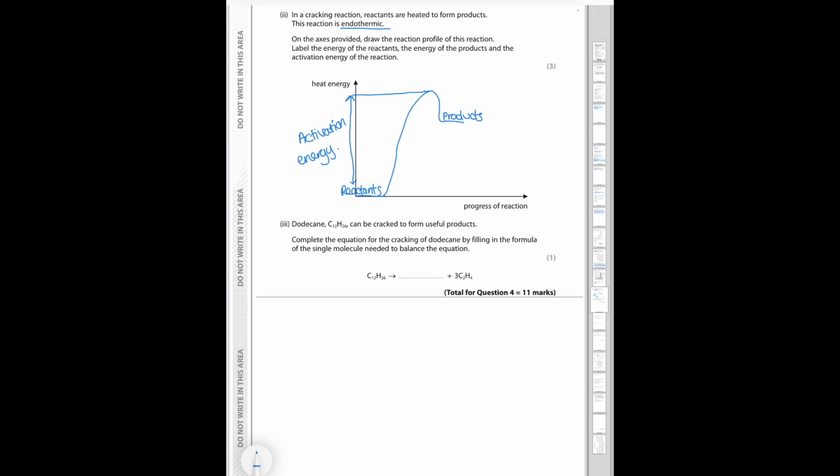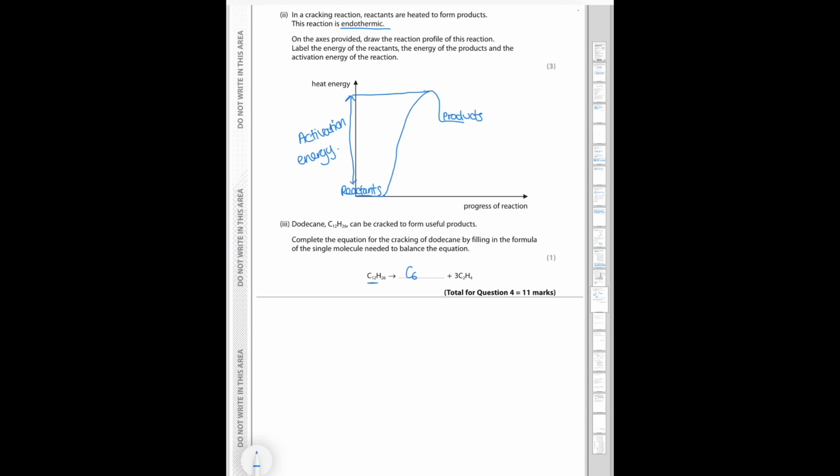Now, if we look here, we've started with C12. And if we look here, we are told that we have 3 C2H4. So 3 times 2 is 6. That means our molecule here must have 6 carbon atoms because 6 plus 6 is 12. And here we've got 3 times 4 hydrogen atoms. So 3 times 4 is going to be 12.